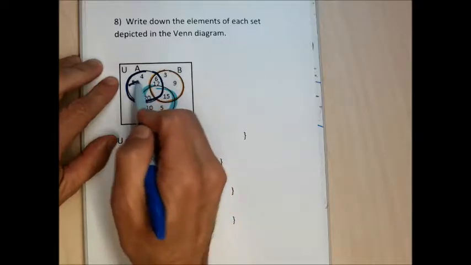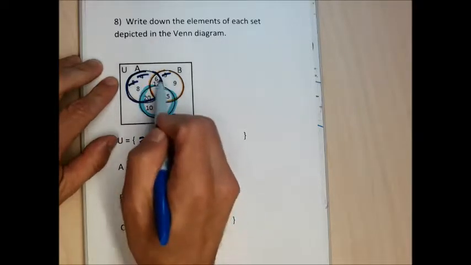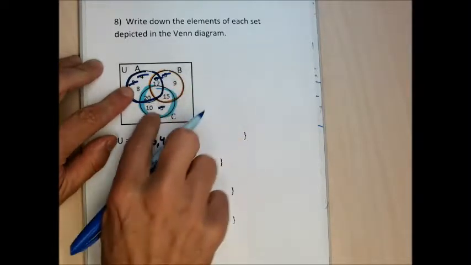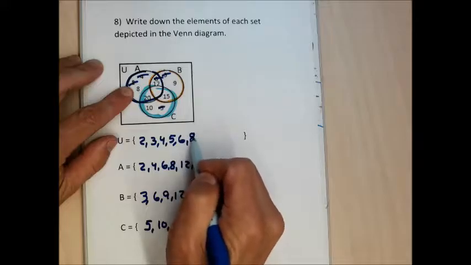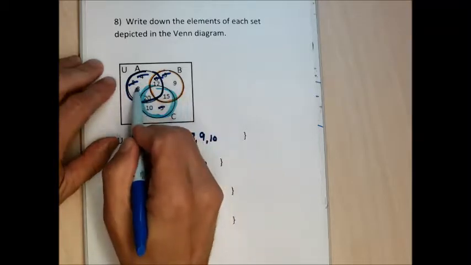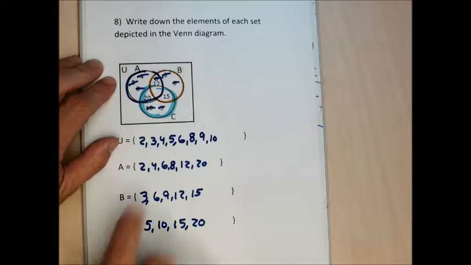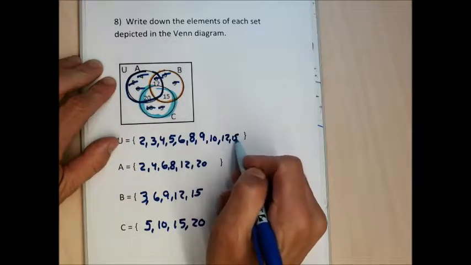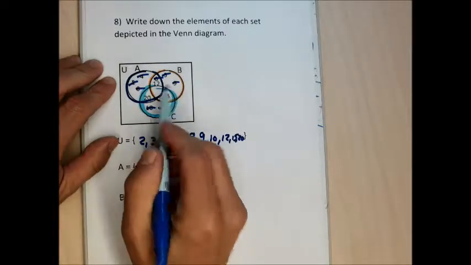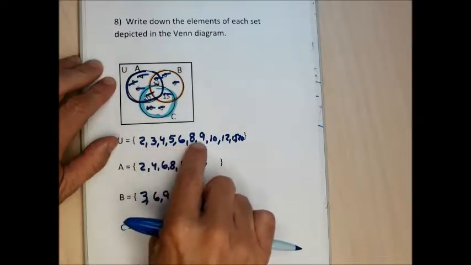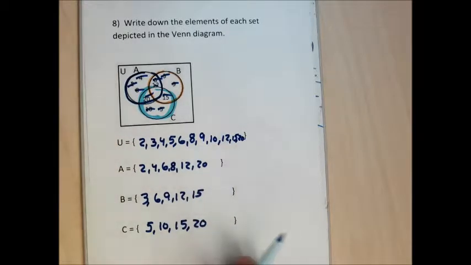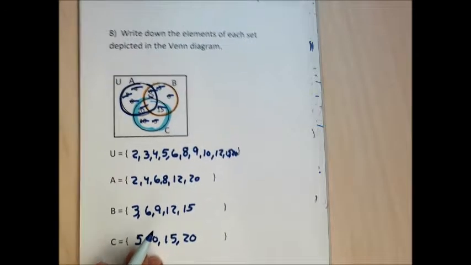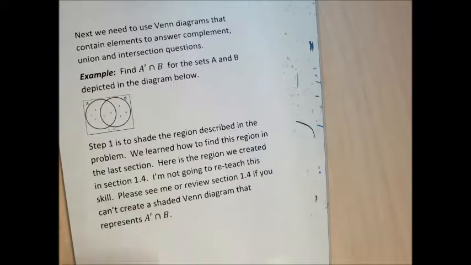Let me just mark these out. I did 2, 3, 4, 5, 6. The next smallest number I see is 8, 9, then 10. So let me do 8, 9, and 10. And all I'm left with now is 12, 15, and 20. So the universal set has 2, 3, 4, 5, 6, 8, 9, 10, 12, 15, and 20. This is almost overkill to do 8 of these problems, but let's deal with it and move on to the next thing that we need to do.